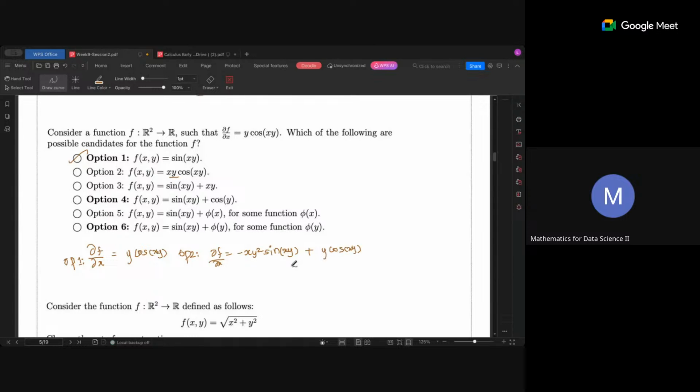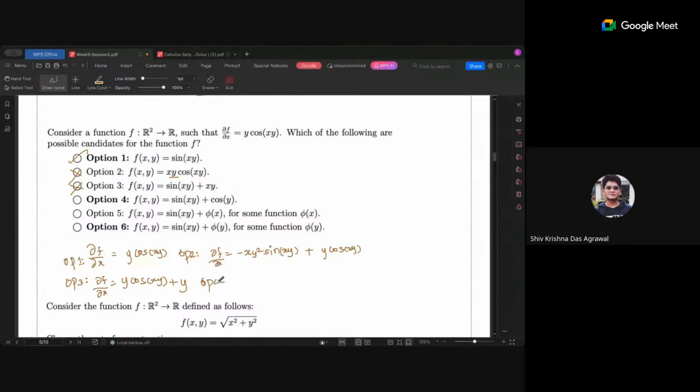Okay. So this is not coinciding with this term. You have an additional term here. So this option is incorrect. What about option 3? Dou f by dou x, the first term we have already computed the derivative, which is y cos xy. And the second term, what is the derivative of xy with respect to x? y. Yeah. So here also this is not coinciding. You have an extra term. So this is incorrect. What about option 4?